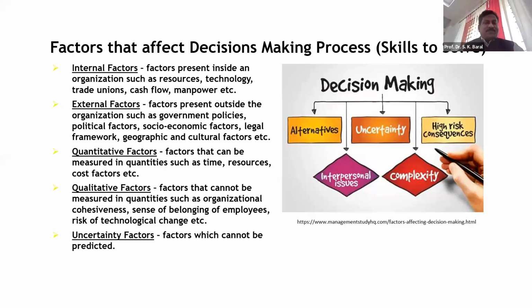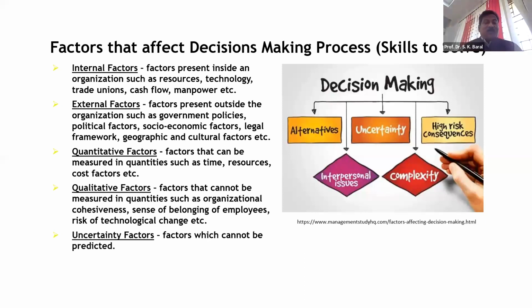When you are talking about external factors, you see all government, all individuals, all society, they are facing the government policies, political factors, socio-economic factors, legal framework, geographic and cultural factors. So these are the external factors beyond our control. And apart from that, we have quantitative as well as qualitative factors.